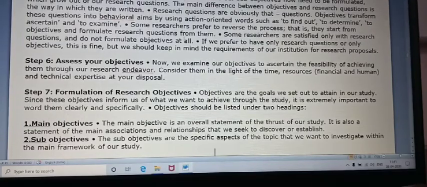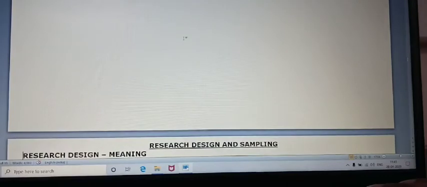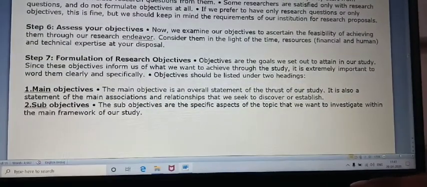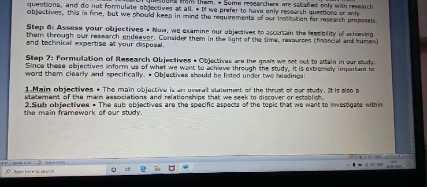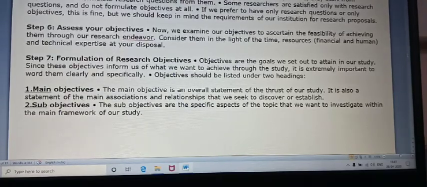Once you have formulated the objective, the next step that you have to do is assess your objective. You have to assess, means you have to find whether your objectives are correct. Usually in a college, when you are a student, your teacher will assess your objective, but when you work as a researcher, you have to assess your objectives, whether they are achievable and whether you have enough money and time with you to do the research. So that is how you assess the research.